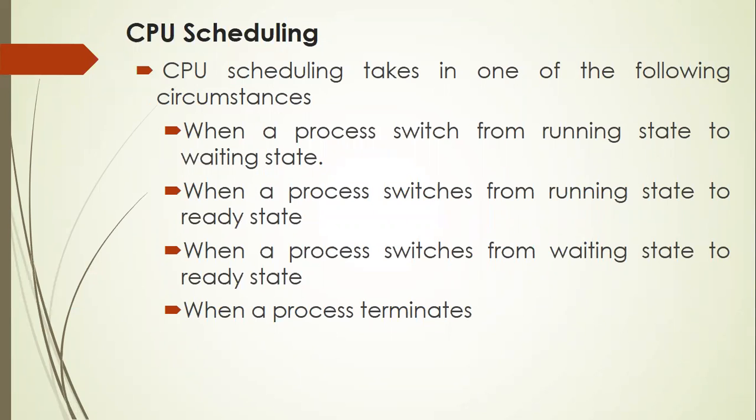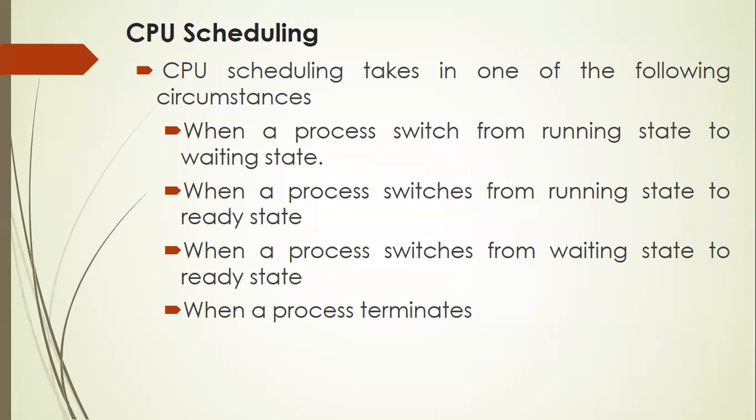The second situation is when a process switches from running state to ready state. This happens during an interrupt operation. To understand what we mean by interrupt, you can consider a simple example. Let us say your CPU is executing a process labeled X. Whenever the CPU is executing any process, the particular process is said to be in a running state. Now, the process X is in a running state.